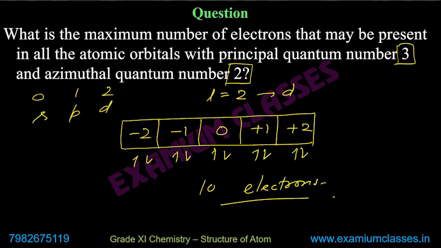D subshell of any shell will have 10 electrons. It does not matter whether we are talking about third shell, fourth shell, fifth shell, sixth shell, whatever. Obviously, d will not be present in the second and first shells. It will be only in 3 and onwards. But if it is there, it will have 10 electrons maximum.